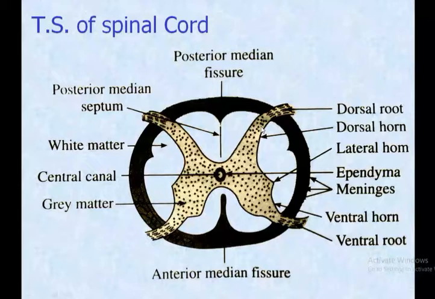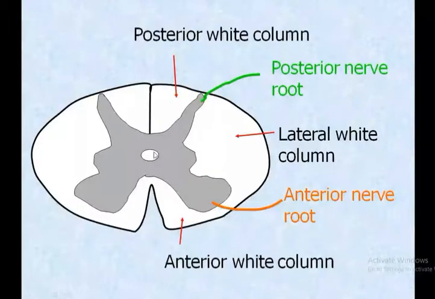Further, this ventral horn and dorsal horn divide the peripheral gray matter of the spinal cord into three regions. On each half of the spinal cord, this ventral horn and dorsal horn of the gray matter divide the peripheral white matter into posterior white column, lateral white column, and anterior white column. This thing you have already studied. Like anterior white column, which is also known as anterior funiculus, lateral white column or lateral funiculus, and posterior white column or posterior funiculus. Okay.